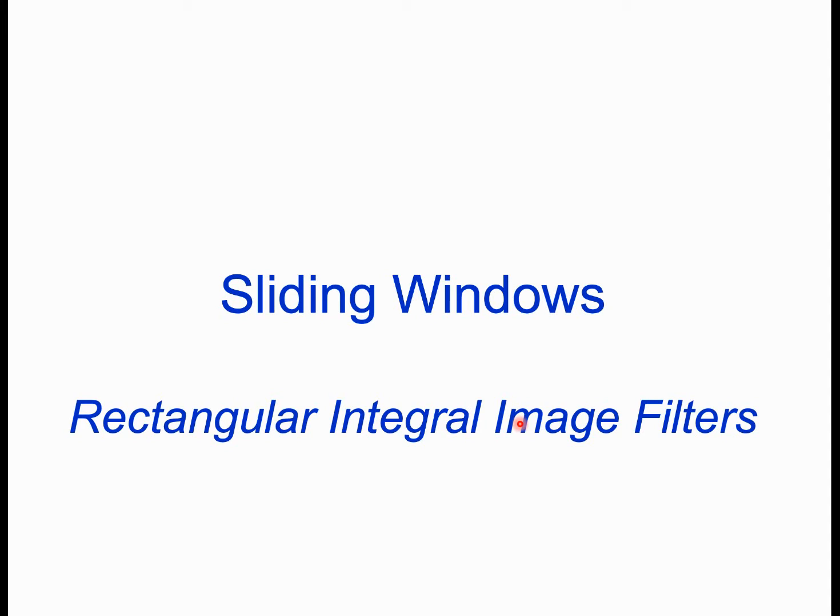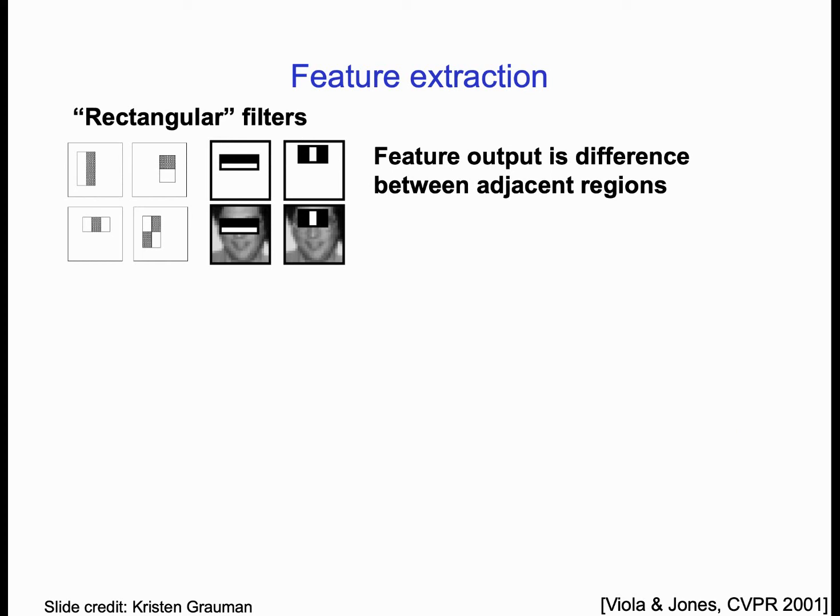Instead of being clever in extracting features, we can extract very simple features, but a lot of them. For any specific task, we can ask the classification algorithm to decide which features are useful, and simply use these features in building a binary classifier. In that case, the rectangular integral image filters are particularly interesting. The features are very, very simple. They're basically rectangular filters that look at differences between the intensity averages in different areas in the image. The feature output is really the difference between adjacent regions.